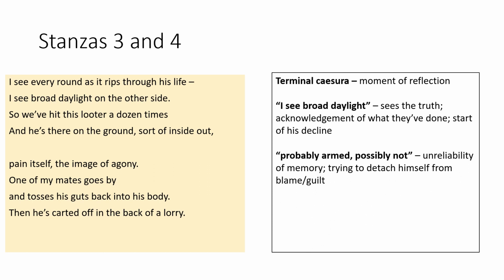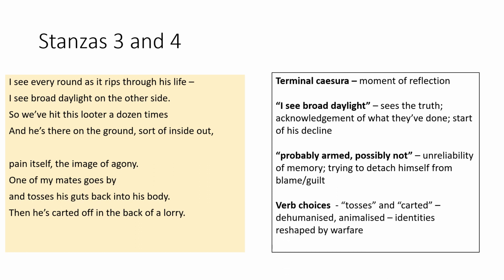We get the repetition of probably armed, possibly not. There is an unreliability of memory. He's trying to detach himself from blame and guilt. And the verb choices are also interesting here. Tosses and carted. The soldiers and the victim are dehumanized, almost animalized. Their identities are reshaped by warfare, just as the mother's identity is shaped by warfare in Poppies.